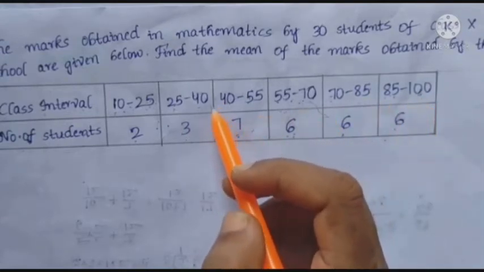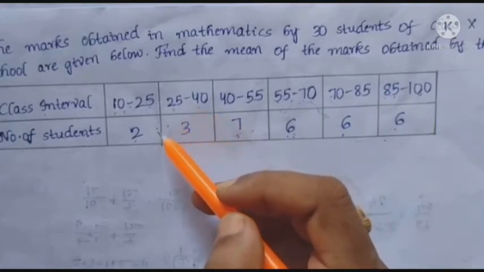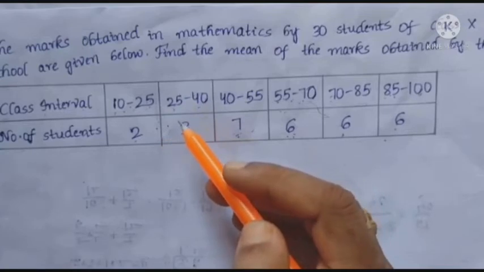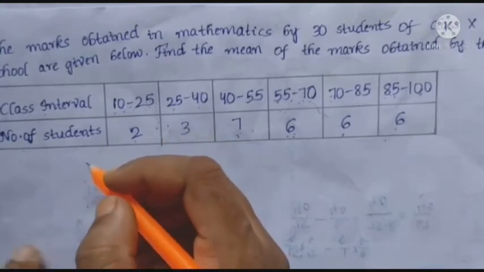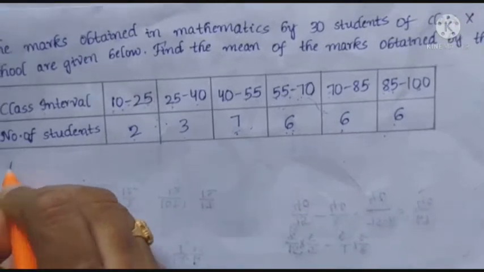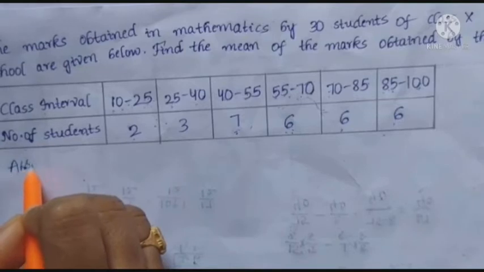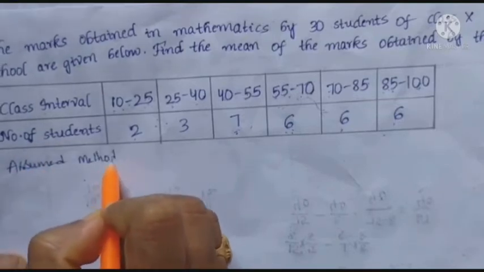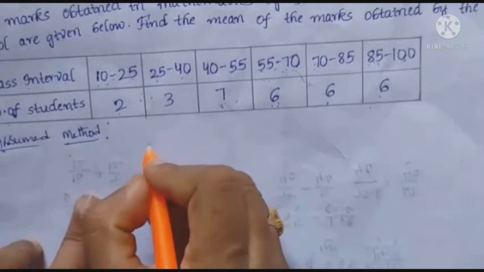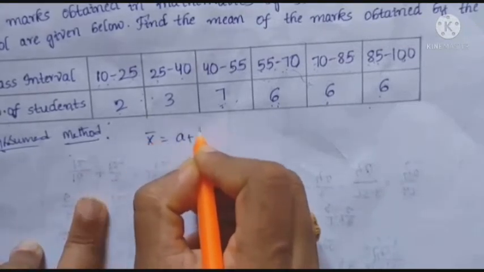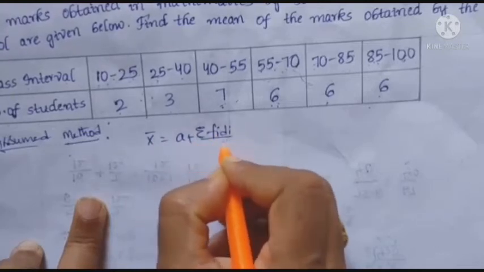Sometimes when the numerical values of xi and fi are large, finding the product of xi and fi becomes tedious and time consuming. So for such situations, we will use the assumed mean method. We can observe the formula: x bar is equal to a plus sigma fi di by sigma fi.